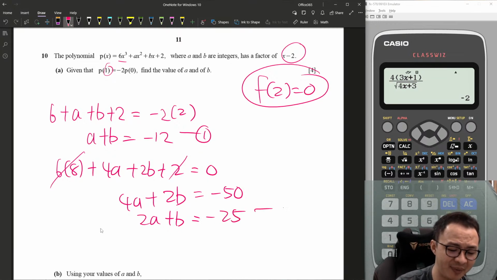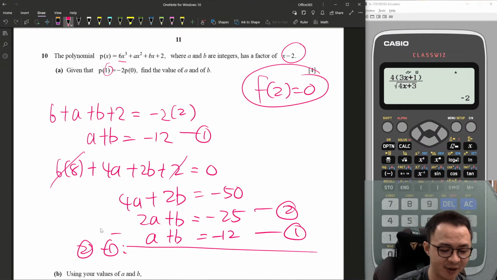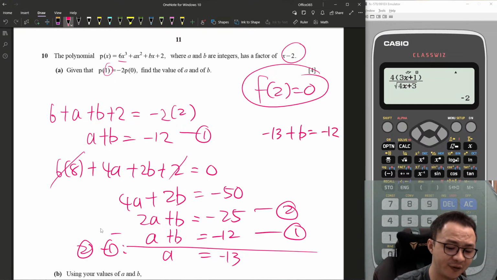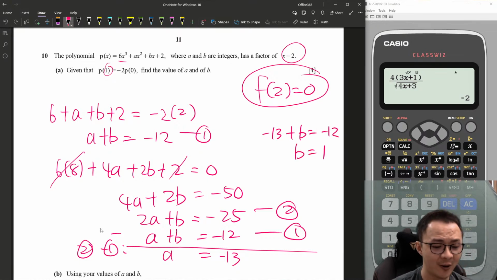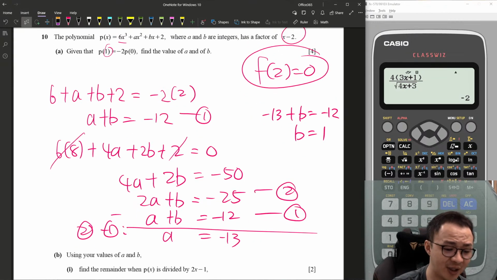I'm going to do elimination. So a plus b equals negative 12. This is the first equation, right? I'm going to use the second equation minus the first equation. Elimination. So a equals negative 13. Okay? They want to find a and b. So negative 13 plus b equals negative 12. b equals 1. Alright, so therefore, normally after this one, I will just rewrite my equation.